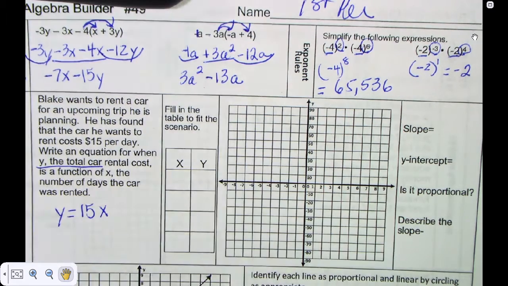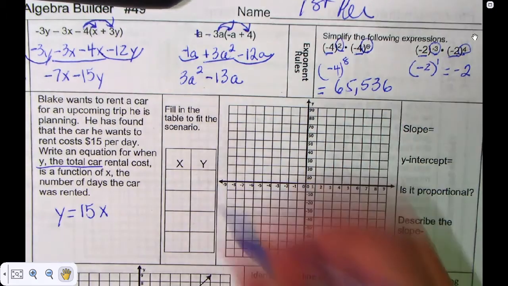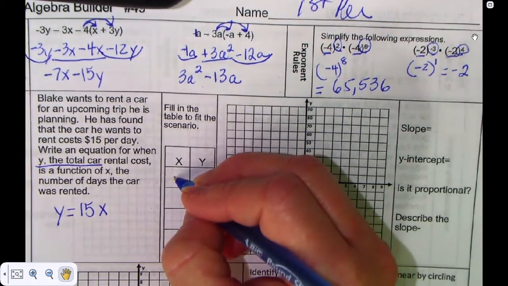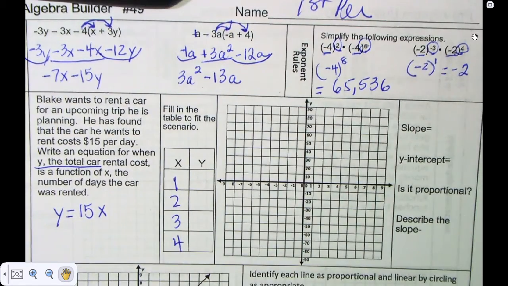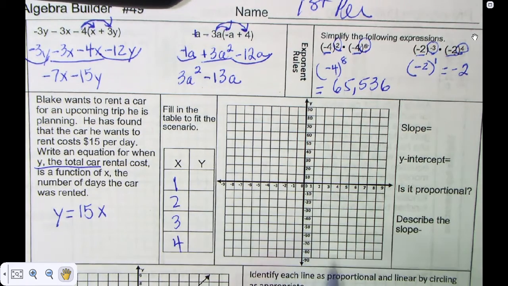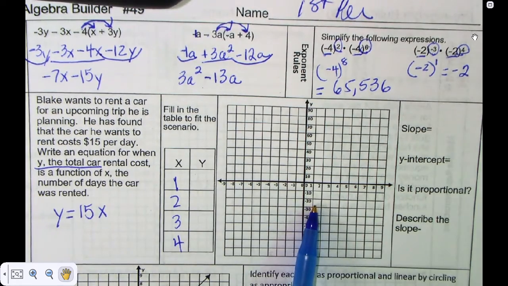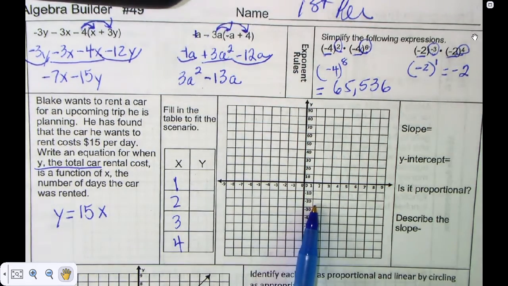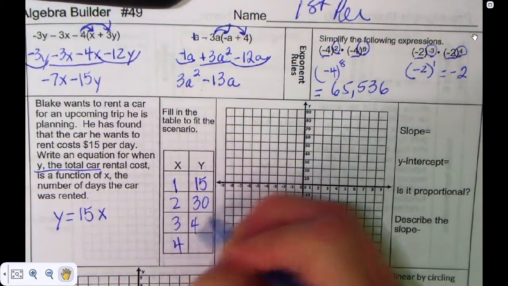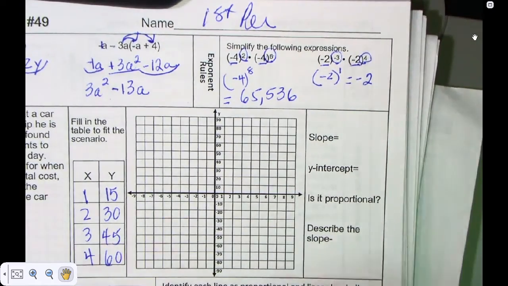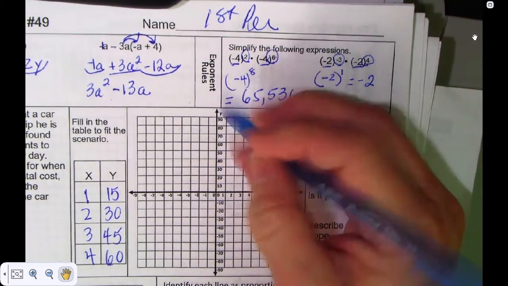I need people participating. Come on, wake up. So how many days might he rent that car? Let's think logically. 1, 2, 3, 4. Would I want to do 15, 16, 17, 18? He might rent it for that many days, but could I go graph it over here? No. So we have to think logically. Okay, so that's going to be what? 30, 45, 60. So I'm not going to graph 115 because I wouldn't know exactly where to put it.